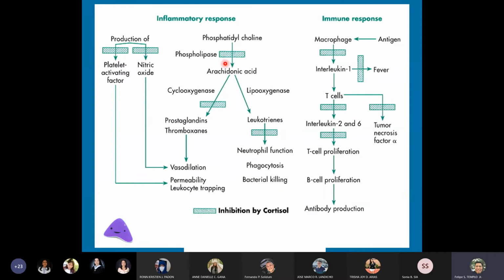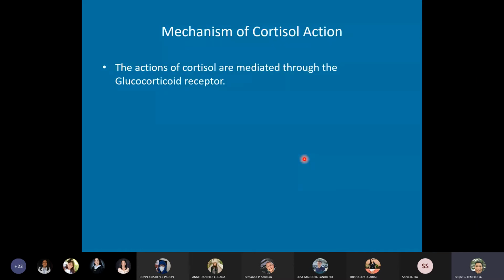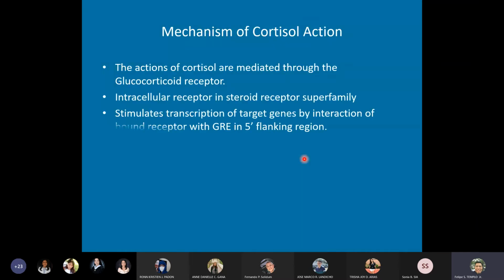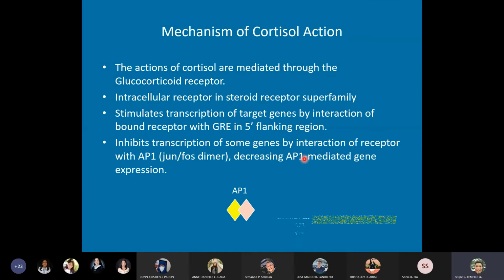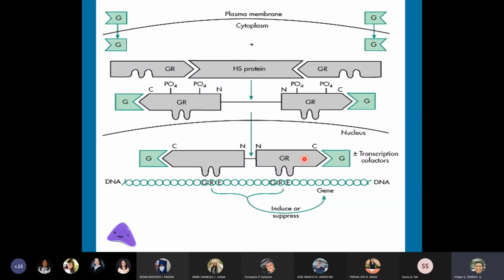So you can see it blocks your conversion of phosphatidylcholine to arachidonic acid, which in turn will block your leukotrienes here and everything. This is more detailed, but I will just mention how the cortisol acts. Now, the action of your cortisol is also the same as the aldosterone, so I won't discuss that extensively.